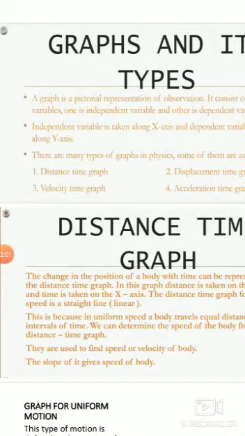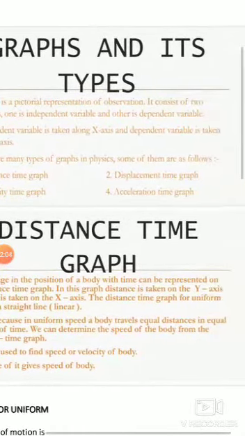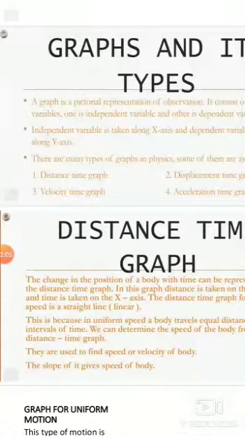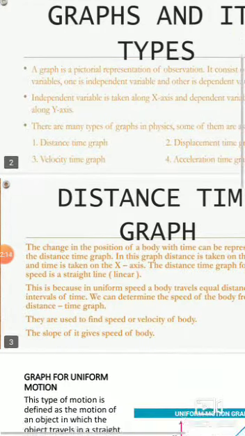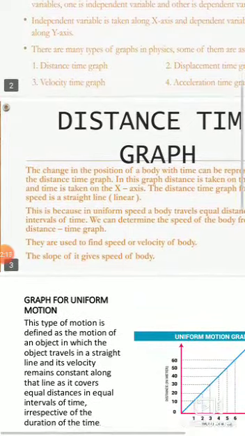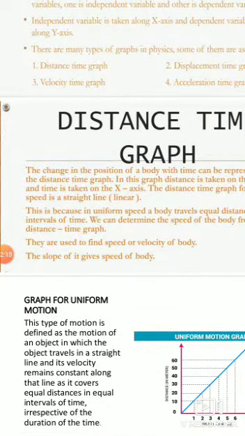We can determine the speed of a body from the distance time graph. They are used to find the speed or velocity of a body. The slope of it gives the speed of the body. Here, the graph for uniform motion.